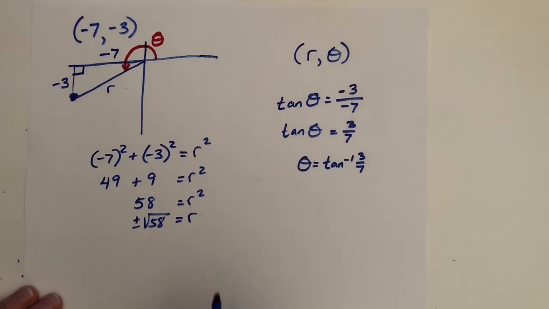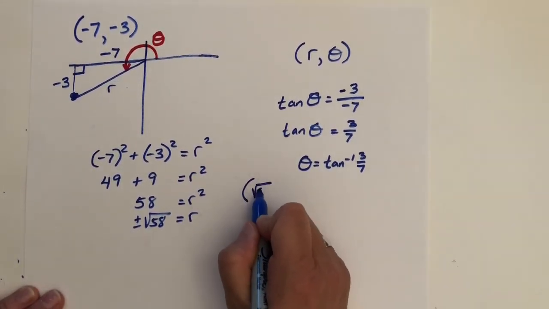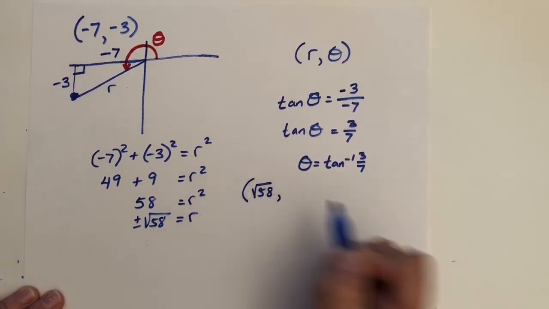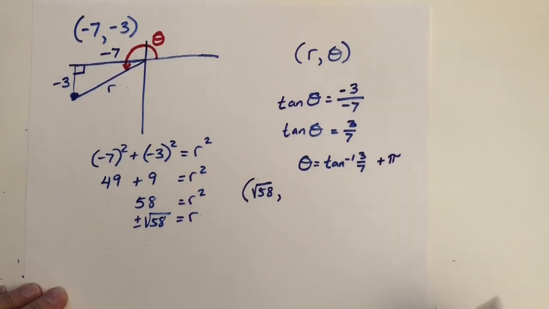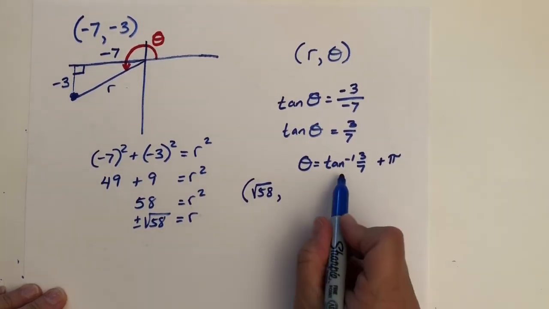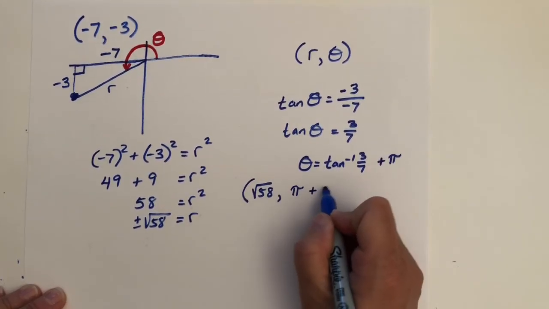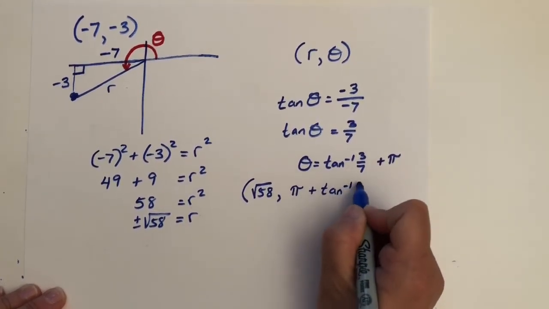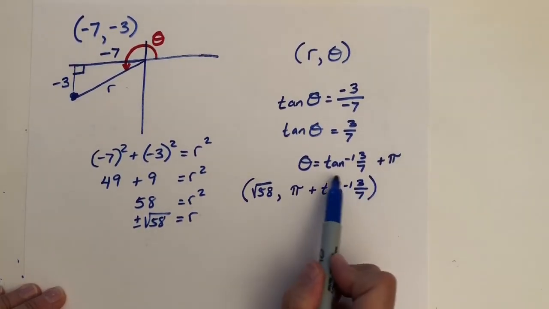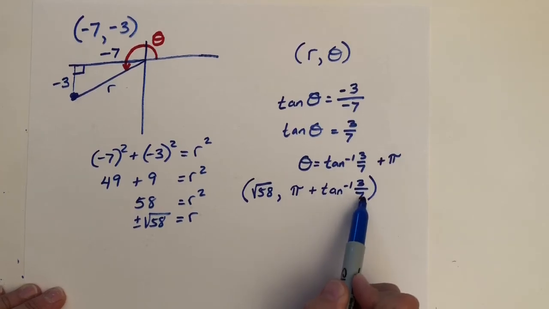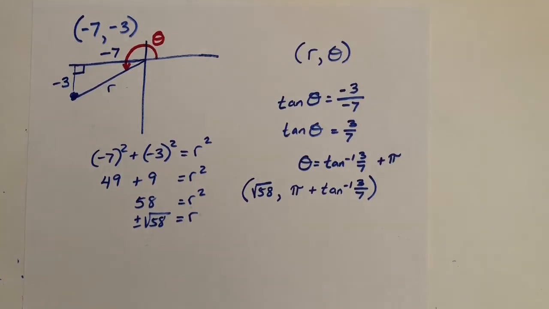So if I were going to write this as an exact value, it would look like this: square root of 58 for r, but theta is going to need to be the inverse tangent of 3/7 plus pi. I'm going to put the pi first. Plus the inverse tangent of 3/7. And again, it's because this inverse tangent will give us a first quadrant angle, and we need a third quadrant angle. So let's punch those values in.